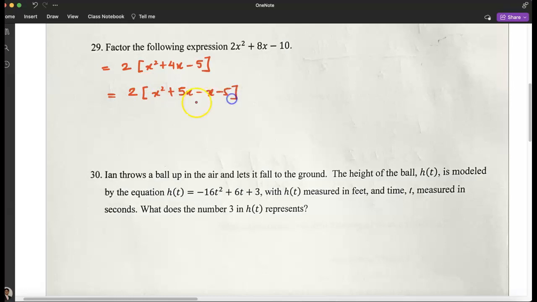You split the middle term. Split the middle term means your product should be minus 5 and your sum should be 4. So if I do 5 into 1, so plus 5 and minus 1, you get minus 5. Okay, so remove x common. x plus 5, and minus 1, x plus 5, correct?